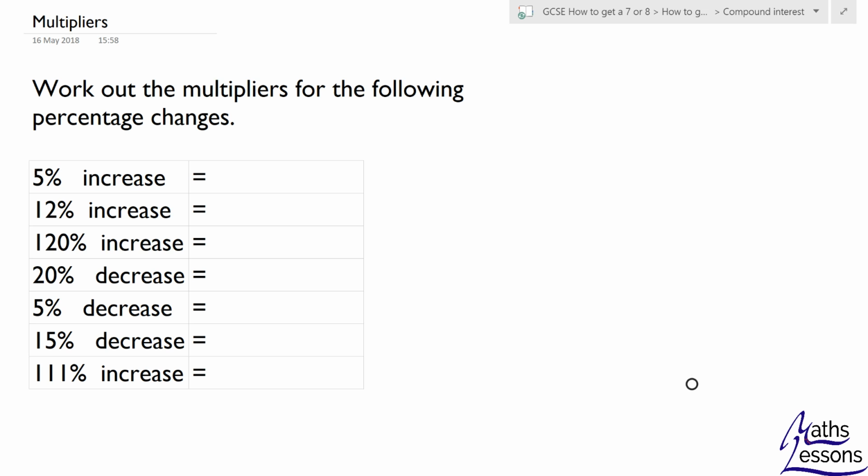Right, the first one, this is how you do all of these. To work out an increase, we've got 100% is what we start with, we add on 5, and that gives us 105%. We turn that into a multiplier by dividing by 100, so that gives us 1.05. So the multiplier for a 5% increase is 1.05. I'm going to give you 30 seconds to have a go at the rest of the increases.